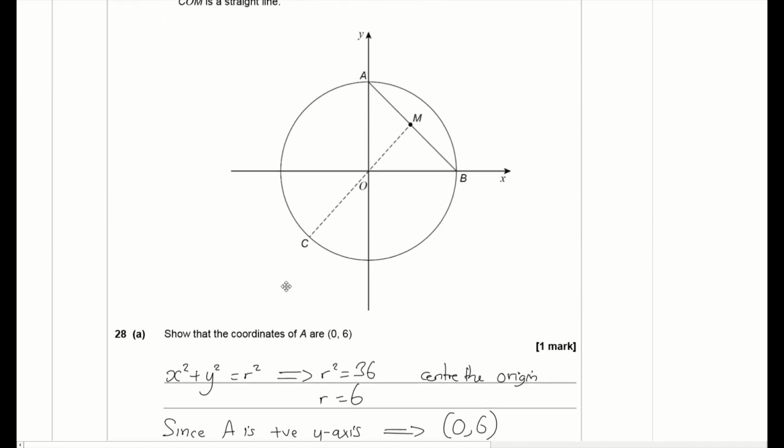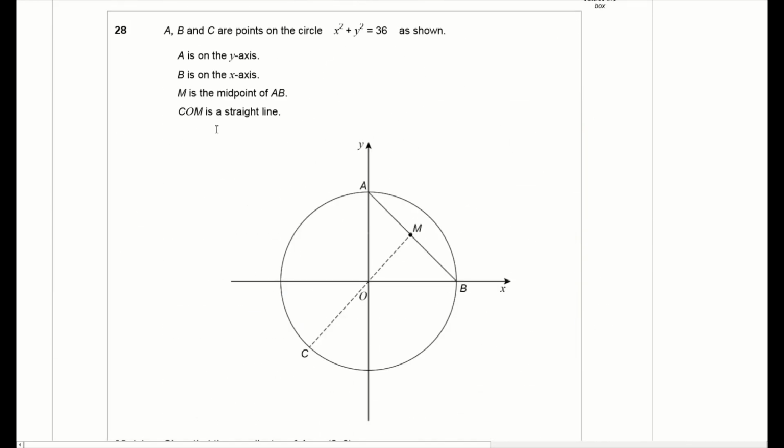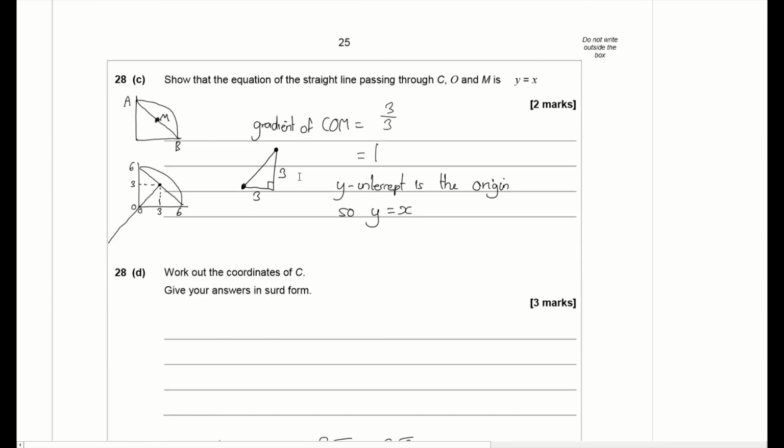You don't need to prove where C is at the moment because they already told you COM is a straight line, so by definition C would automatically be on y equals x, but we've already proved it by obtaining the gradient and knowing that the y-intercept is the origin. It's just y equals x.